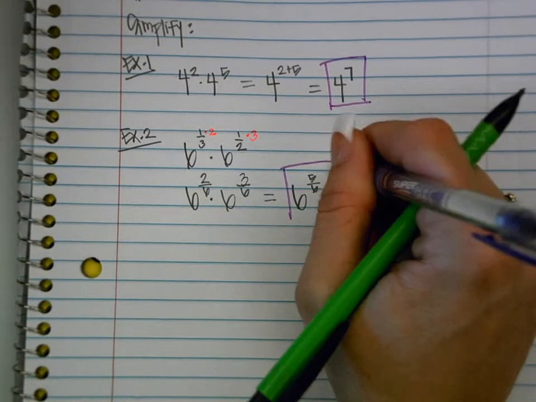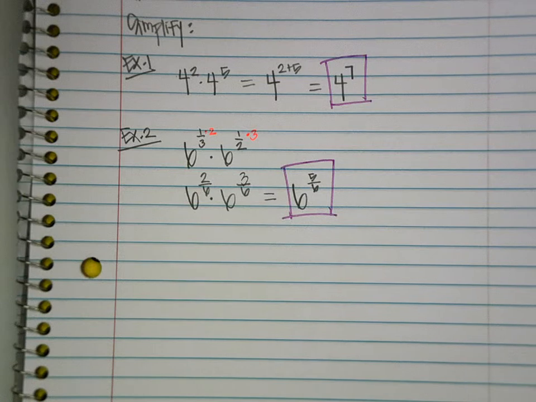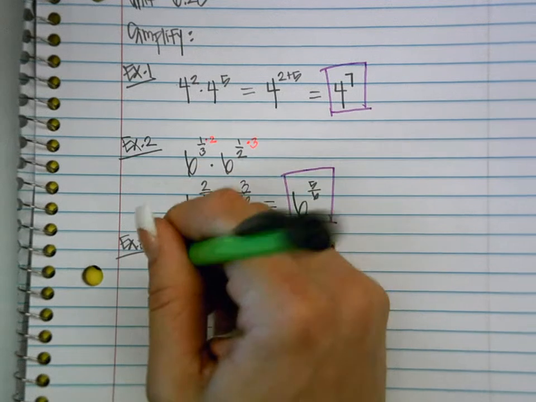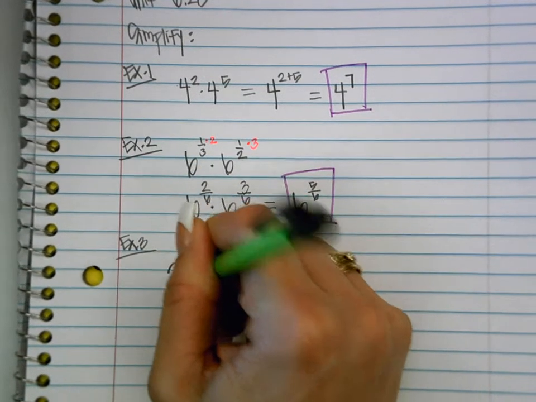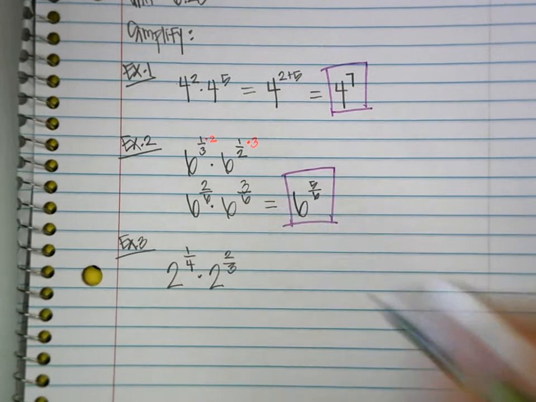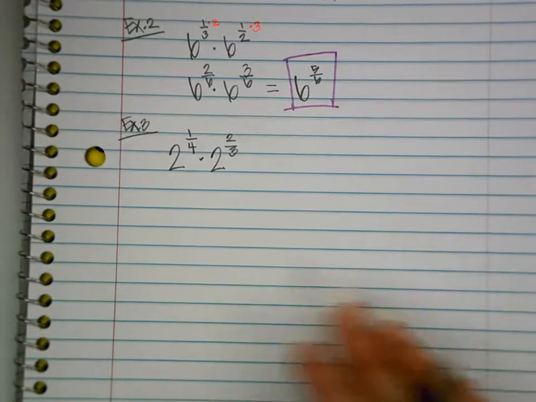Just get a common denominator, add the exponents. That's it. Okay? Same thing. Number 3: I'd like you to simplify 2 to the 1/4 times 2 to the 2/3 power.